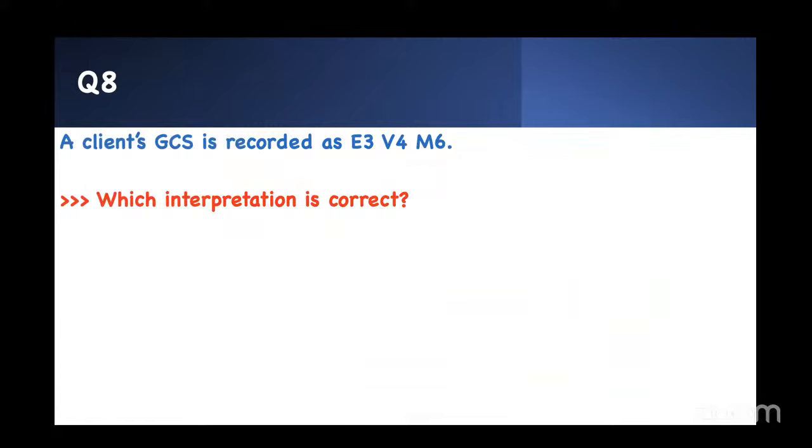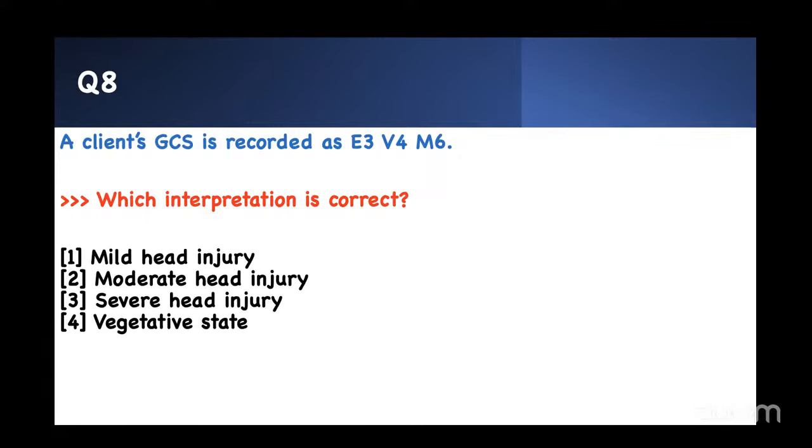Now I give you this GCS. The patient's GCS is E3, V4, M6. What do you think? You just have to add them together. 3 plus 4 plus 6. What would it give you? And what kind of head injury is that? This is 7 plus 6, which is 13. Is it a mild head injury? Is it a moderate head injury? Is it a severe injury or vegetative state?